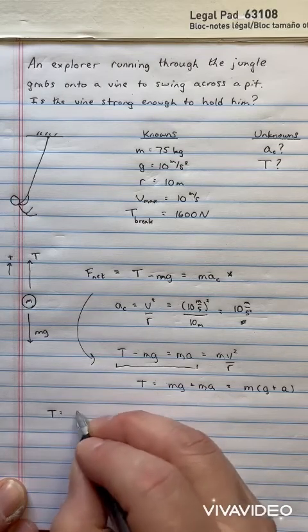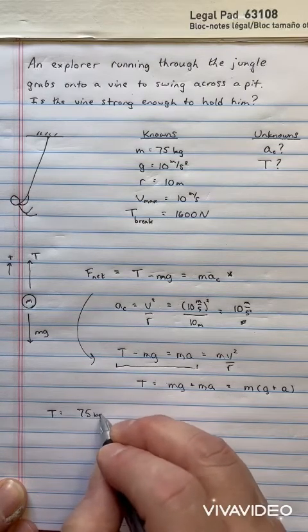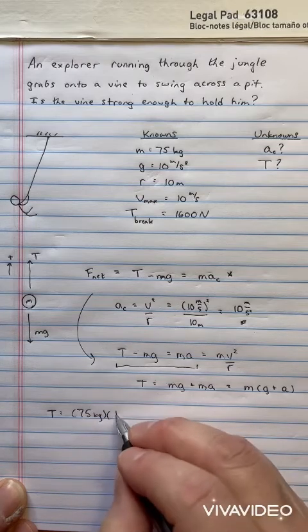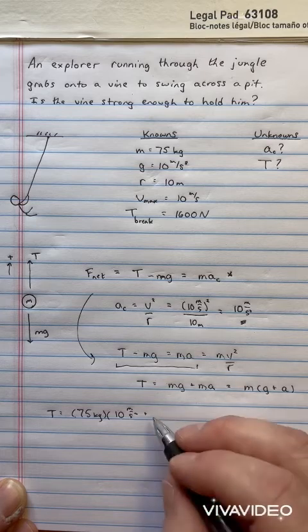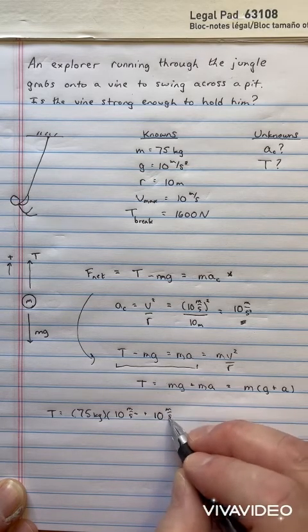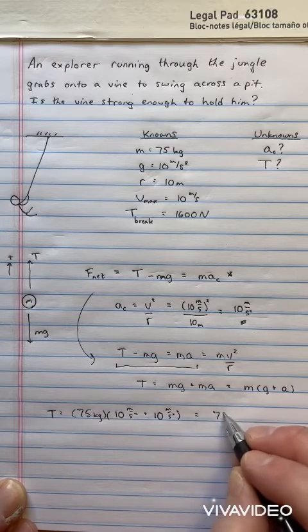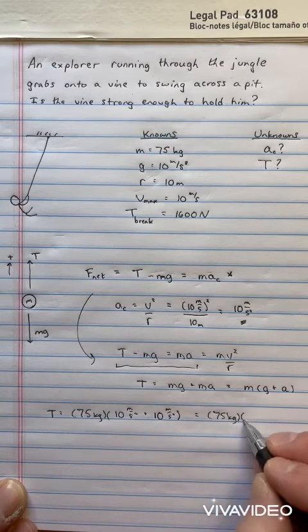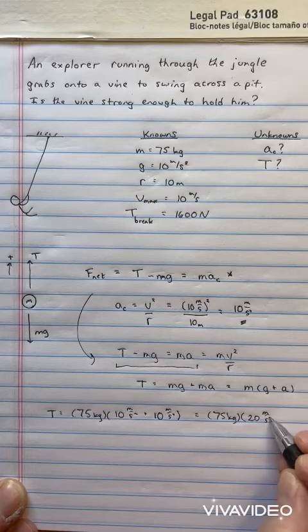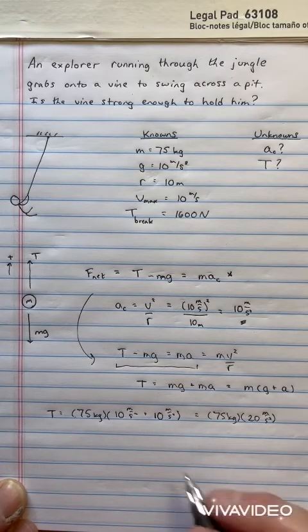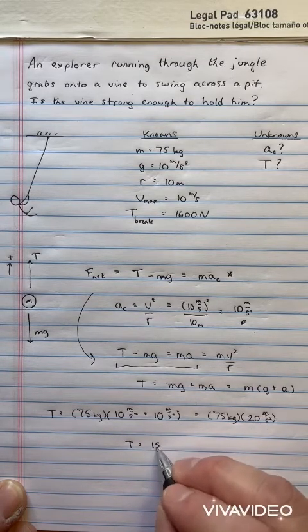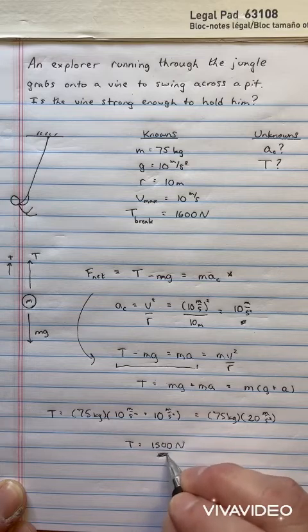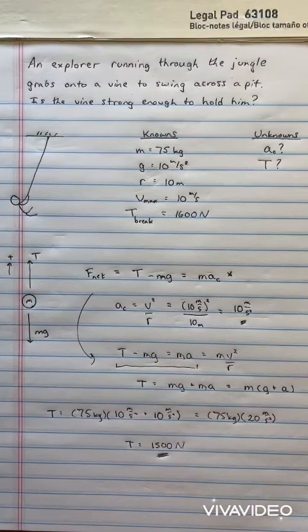So tension equals mass was 75 kilograms. Little g is 10 meters per second squared. And I chose the numbers to work out this way for simplicity. 10 meters per second squared for the acceleration. Okay, of course that's 75 kilograms then multiplied by 20 meters per second squared, right? And you could double check me on this. 75 times 20 is 1,500, or if you prefer, 1,500 newtons. So that is the tension, the maximum tension specifically, that our explorer exerts on the vine.